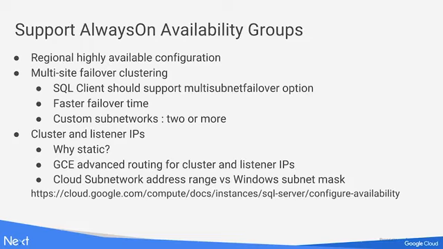As we configured Compute Engine Advanced Routing, the listener IP address must, by definition, be outside of any Google Compute Engine network address range. However, from the perspective of Windows running inside the VM, it has to be in the same subnet range as the primary internal IP for the virtual machine.